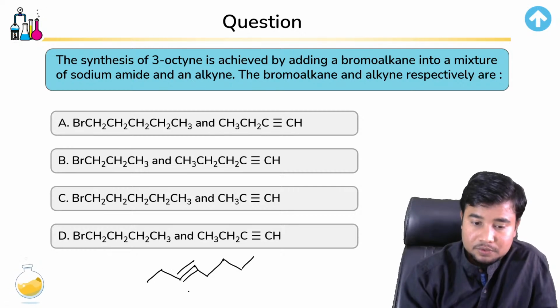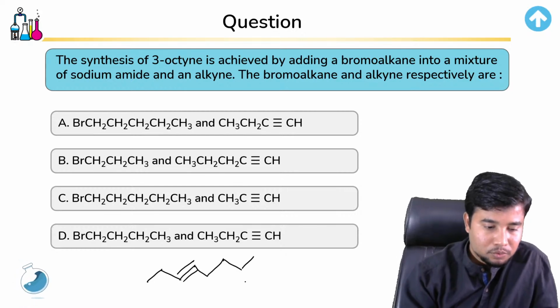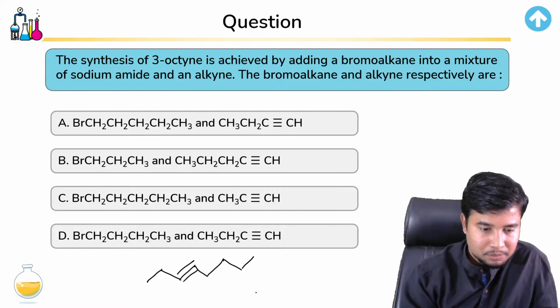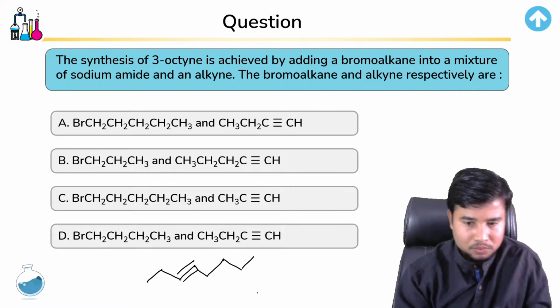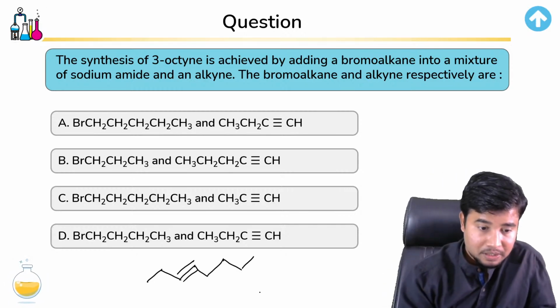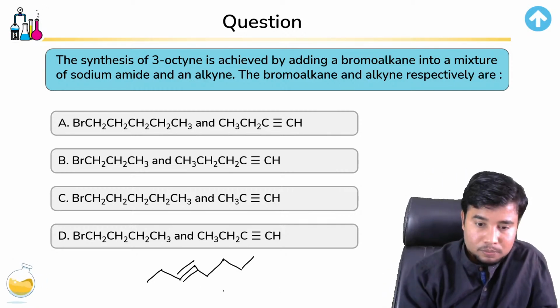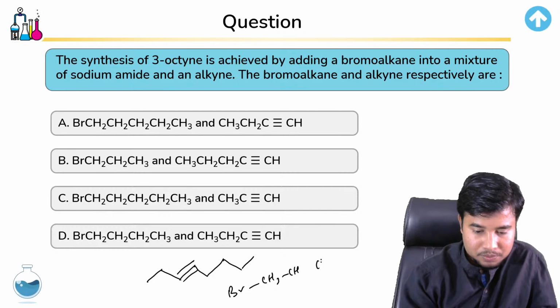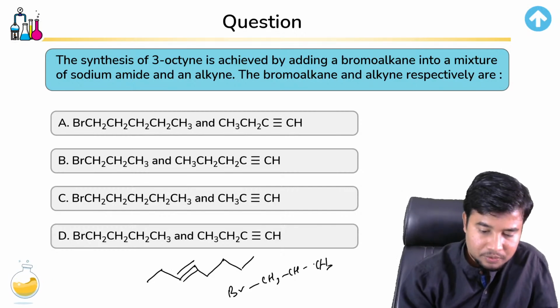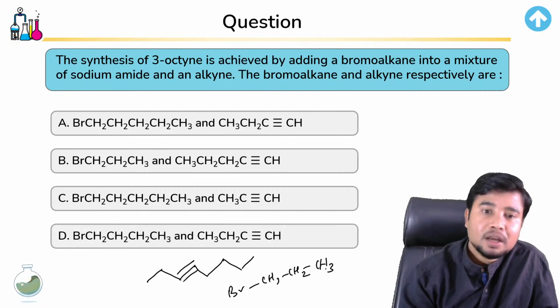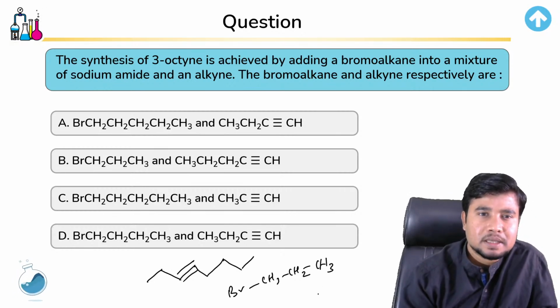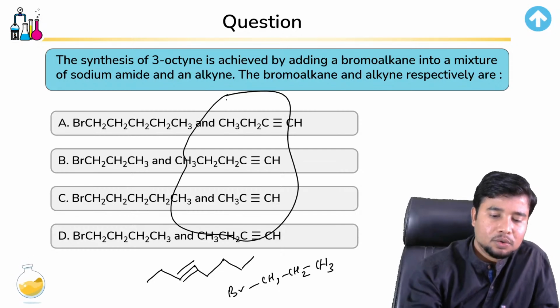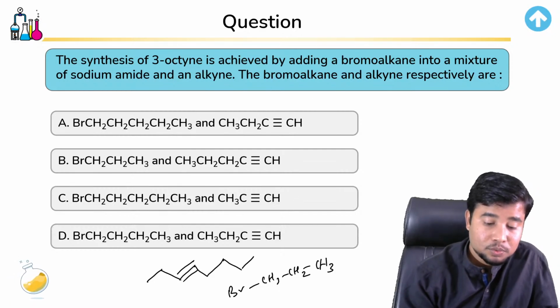Synthesis of 3-octane is to be achieved by adding bromoalkane and the mixture of sodium amide and an alkyne. Now, bromoalkane is needed and sodium amide. Okay, bromoalkane, all right. Br, CH3, CH2, CH3, something like this. We'll just draw it for our understanding, plus this other thing that is there. Now, among this, we'll just check out the possibility. Which one seems to be the most probable one?